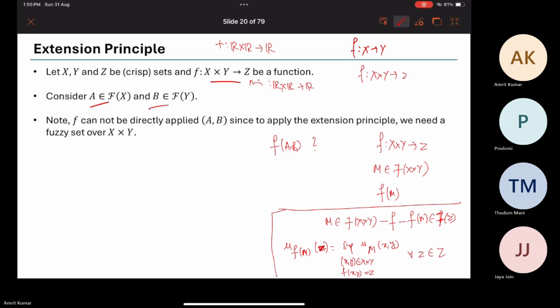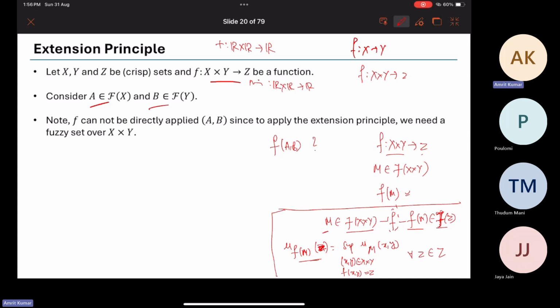So we have a function f from X cross Y to Z. If you give me a fuzzy set over X cross Y, then I can compute f of M by the extension principle. If I have a fuzzy set M over X cross Y, I apply f to it and I get f of M, which is a fuzzy set over Z. And this is how the membership function of f of M is given. The membership of z in f of M is the supremum of mu M, the membership function of M, over all x, y such that f of x, y equals z.